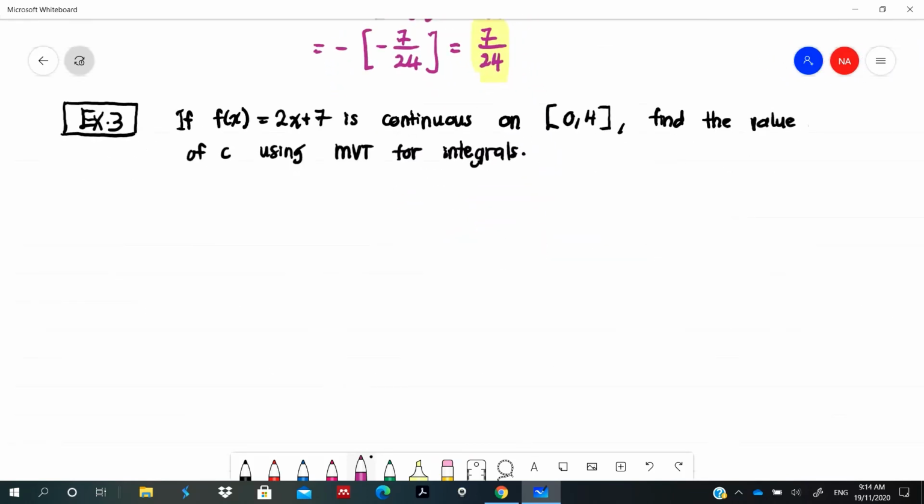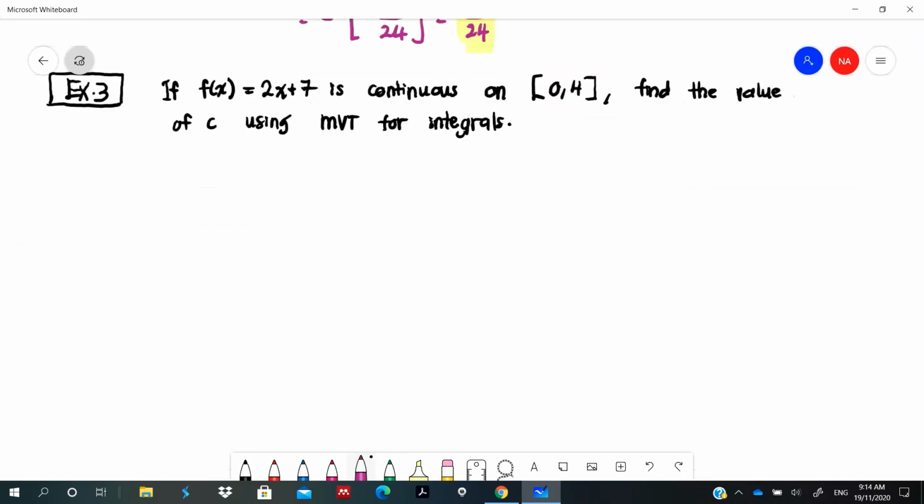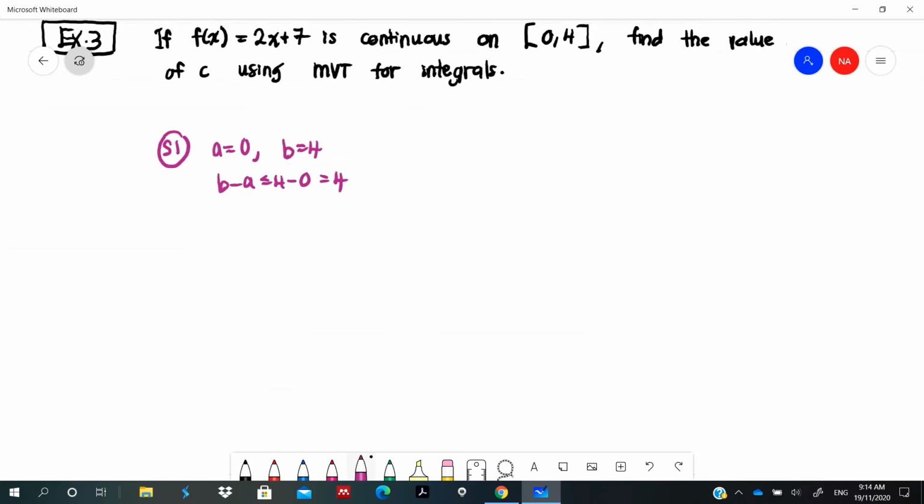Let's look at the last example, example number 3. Suppose we have a straight line here. If f(x) is continuous on this interval, again we repeat the same procedure. For step number 1, we choose a equal to 0, b equal to 4, and b minus a is 4 minus 0, which is 4. Now we are going to find f(c). f(x) is given by 2x plus 7, so of course f(c) is 2c plus 7.